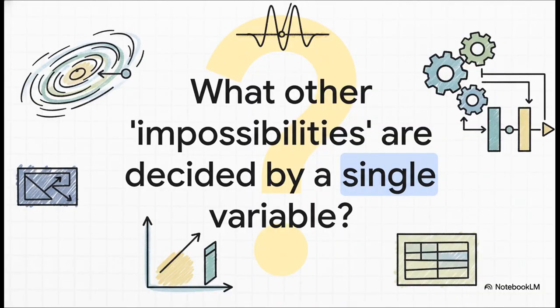And this whole investigation leaves us with a much bigger question to think about, right? How often, not just in math, but in physics or engineering or finance, does the fate of an entire system, the line between what's possible and what's a fundamental contradiction, all come down to the value of one single hidden decisive parameter?